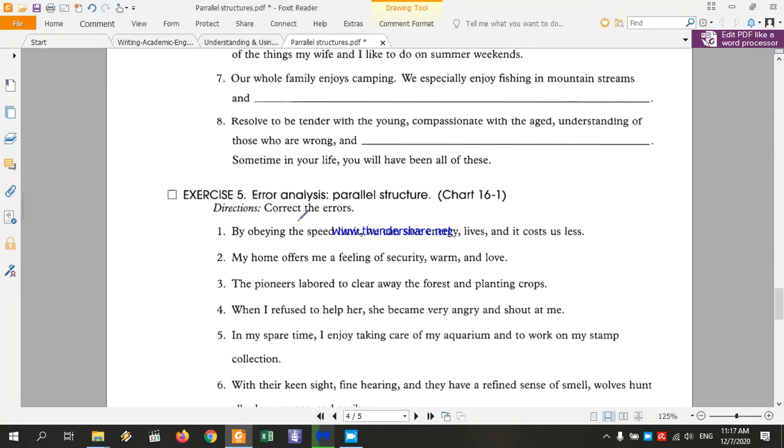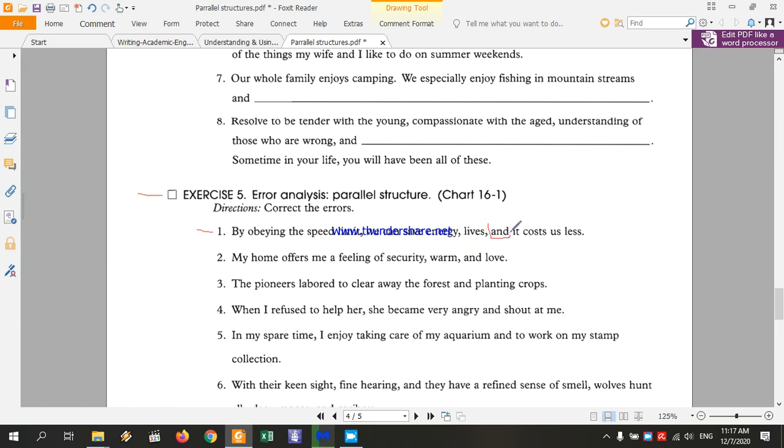Let's take a look at some of these exercises. Exercise 5. All right, so each of these sentences has some errors. We're going to fix or correct the errors. Number 1: By obeying the speed limit, we can save energy, lives, and it costs us less.